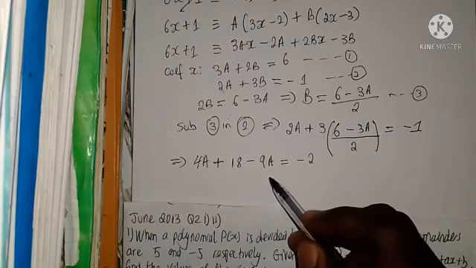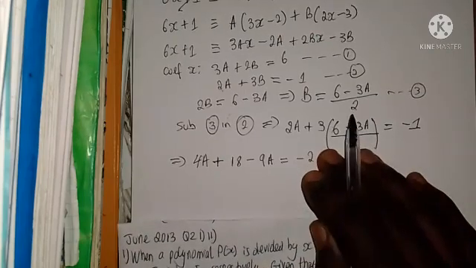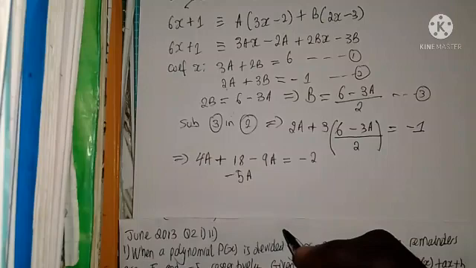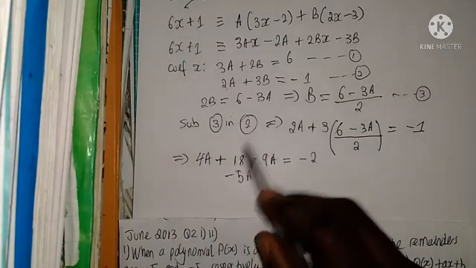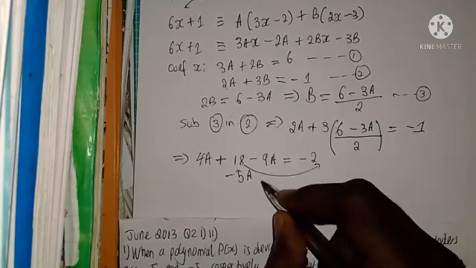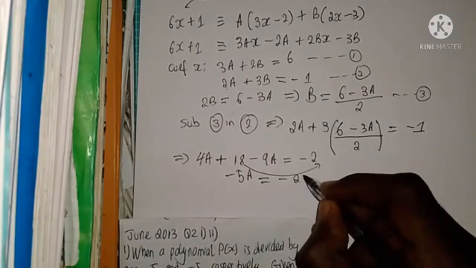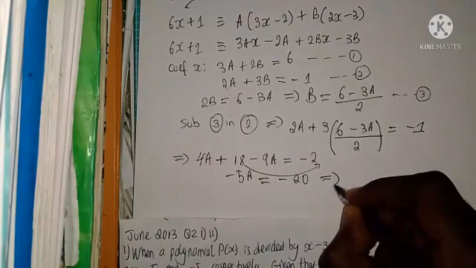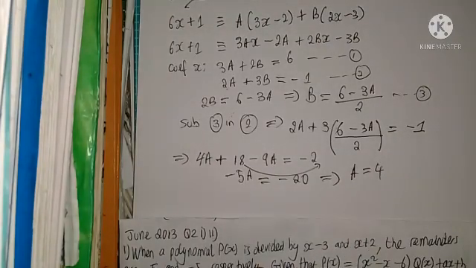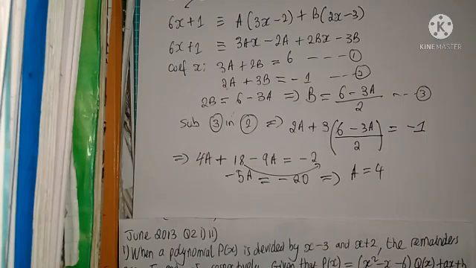4a - 9a gives us -5a, and +18, when it goes to the other side of the equation, it becomes negative, so 5a is equal to -20, and this implies that a is equal to 4.